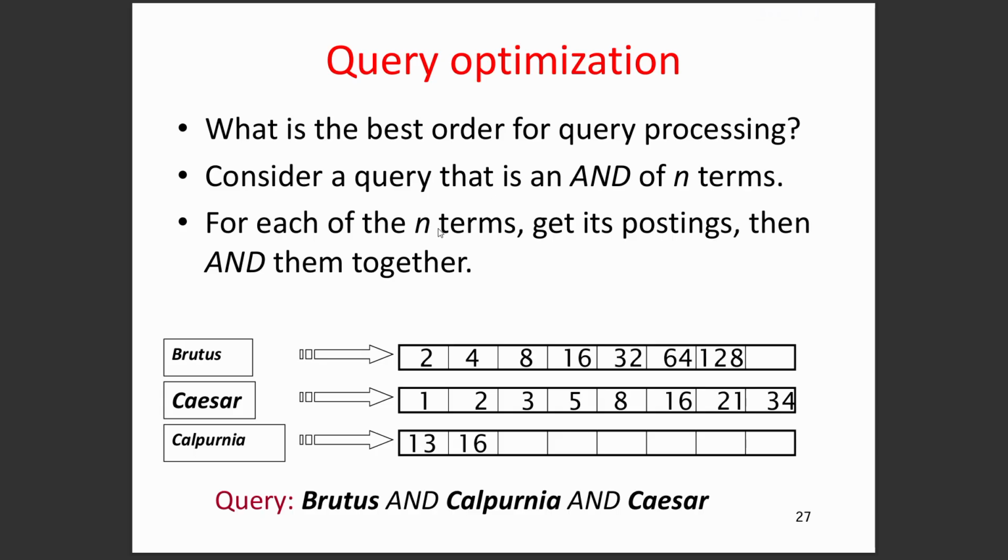Now query optimization. What is the best order for query processing? Consider a query that is an AND of n terms. For each of the n terms, get its postings and perform the AND operation. AND operation means that the particular document ID should be present in both the lists. So that is what you mean by AND operation. This acts as a solution for your inverted index.